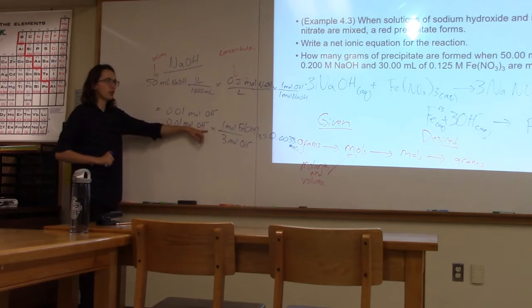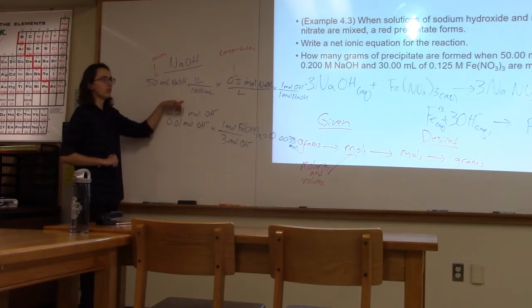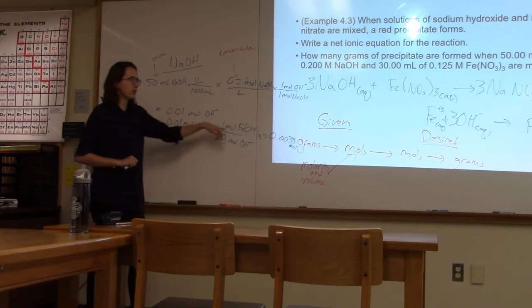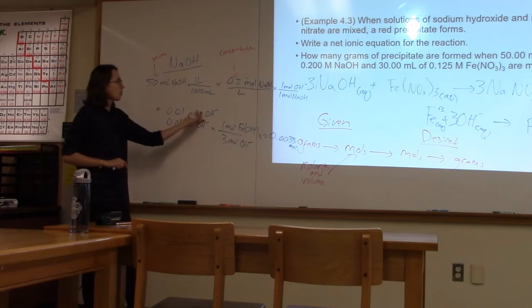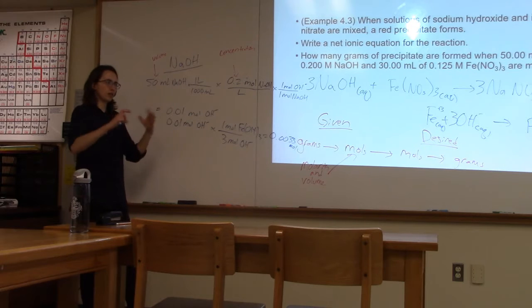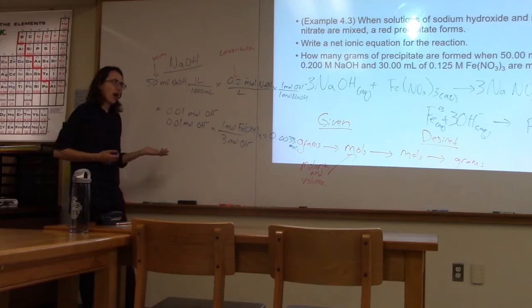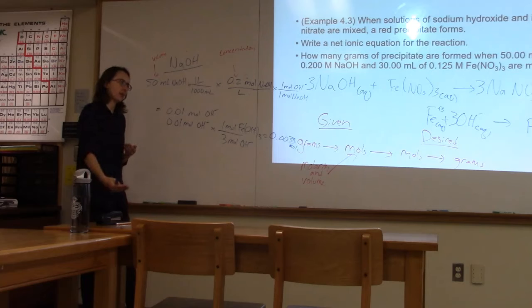I don't understand the second step. This step right here? I know the 0.01, but I don't know why you multiplied by this. Why did I do this? Because this tells me how many moles of OH minus I have in my solution. I mixed the two things together. However, I don't care about how many moles of reactant I have. I care about how many moles of product that much reactant can make.